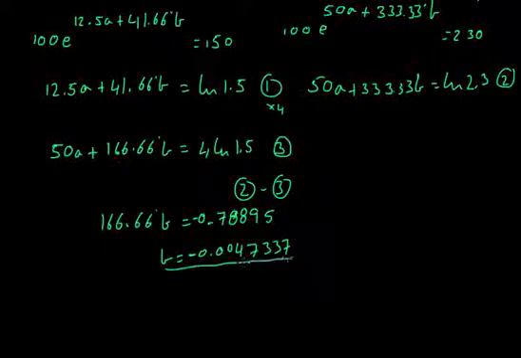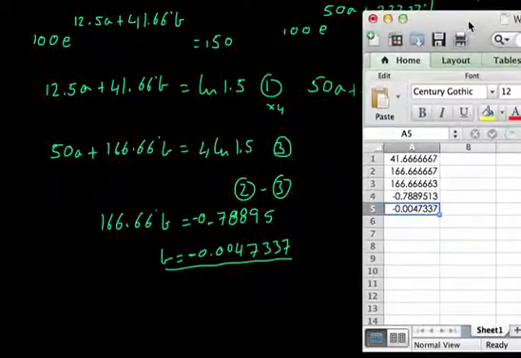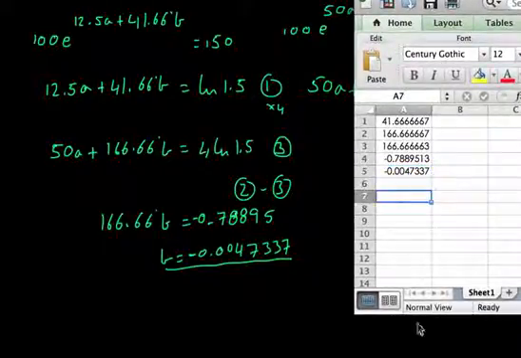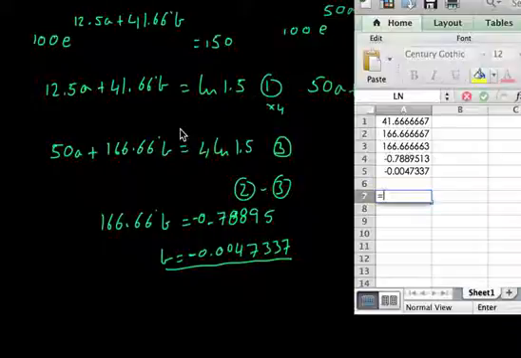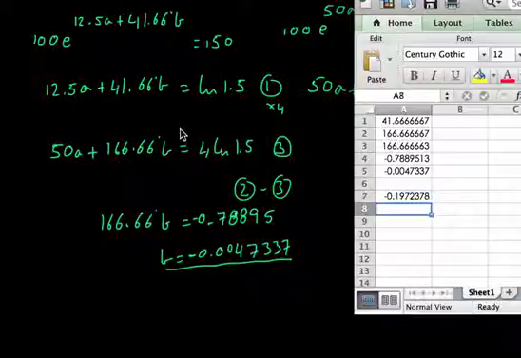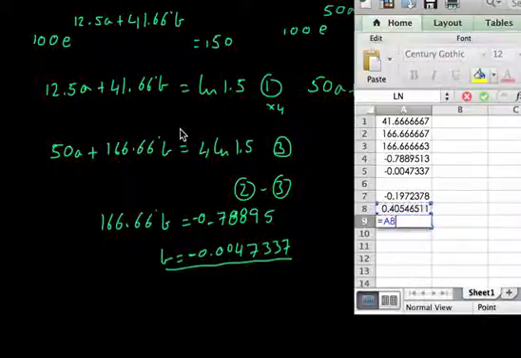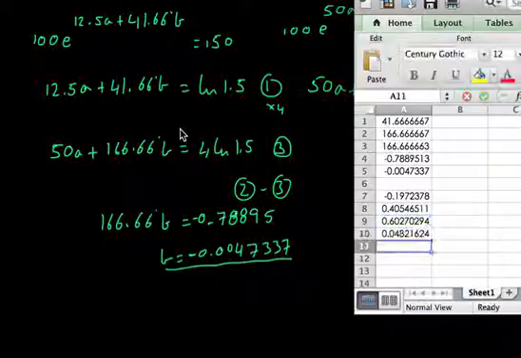Okay, so that's what B is, and now we just sub that in to find out what A is equal to. So let's use our first equation. Here we have B times 41, and then it was the natural log, so equals ln 1.5 minus that number, and then divide everything by 12.5. And that's what A is equal to.